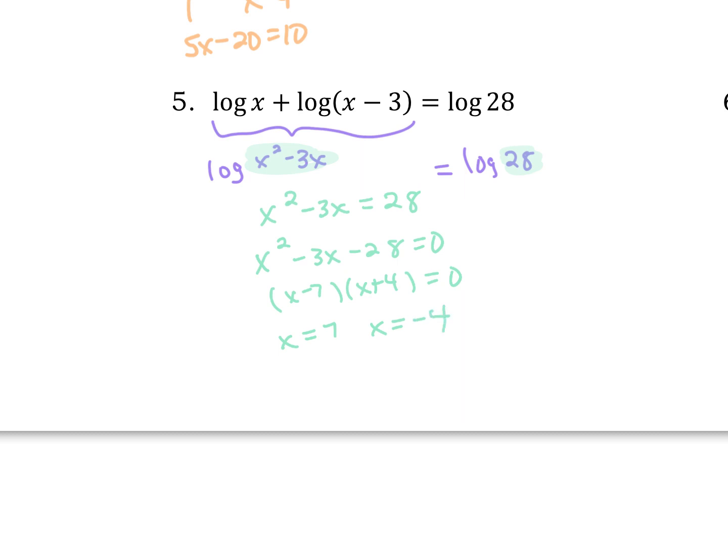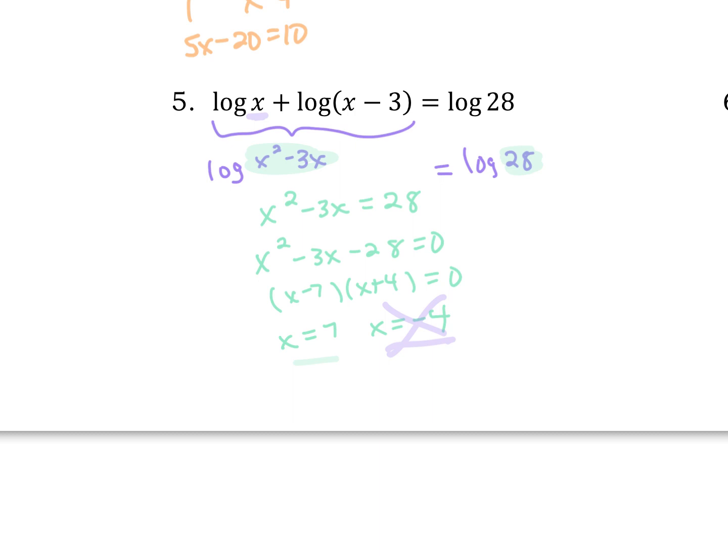Okay, so if we go back and check these, if we plug 7 in to either of these, to here or here, we're still going to be positive, so we're okay with that. But if we plug -4 in here, we would have a negative argument. So what that's telling us is that we cannot include that as a solution. Will you look into the original problem? Always look to the original, yes.